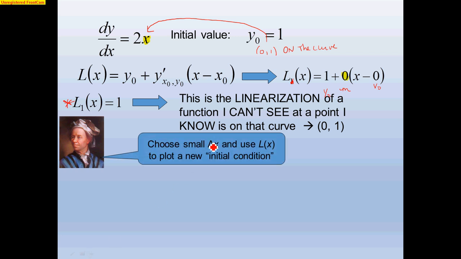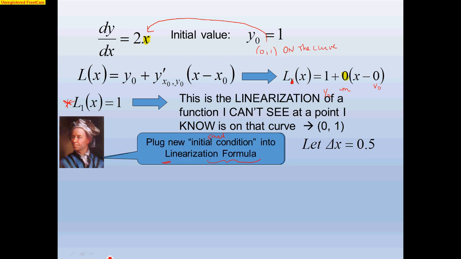So I'm going to choose a small change in x. I'm only going to move a small distance away from the point of tangency, which for us right now is 0, 1. And then I'm going to use the tangent line to get me a new point. It's not going to be on the curve, but as long as I have a small delta x, it will be close. And then I'm going to tell myself that that's my new initial condition.